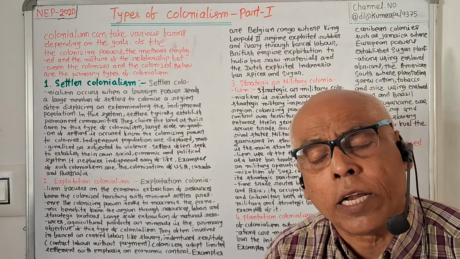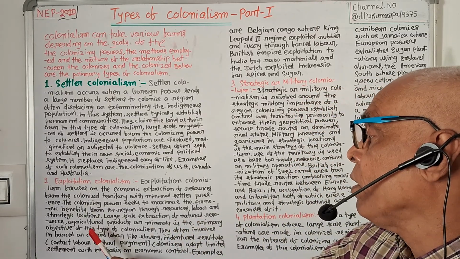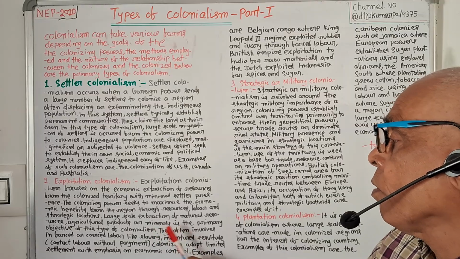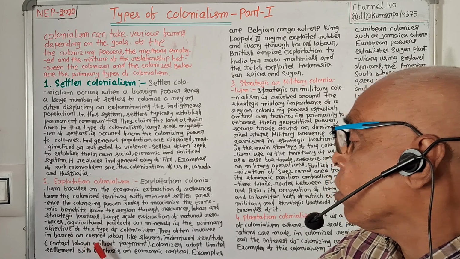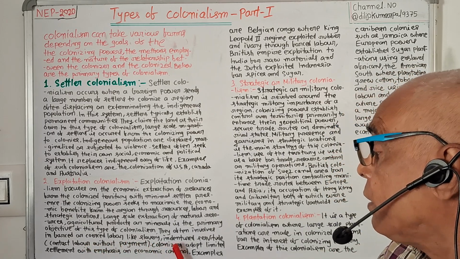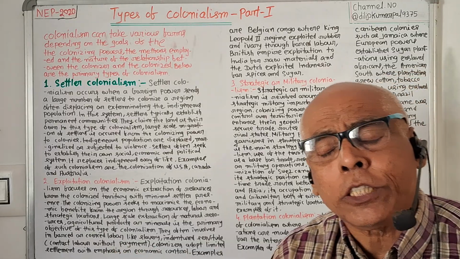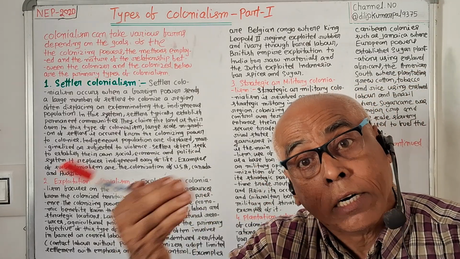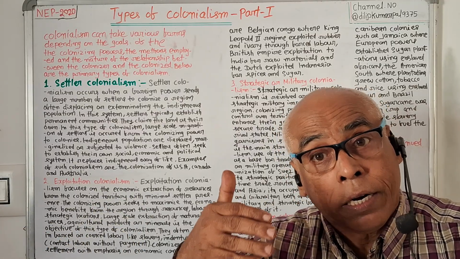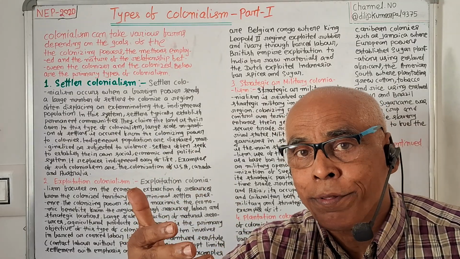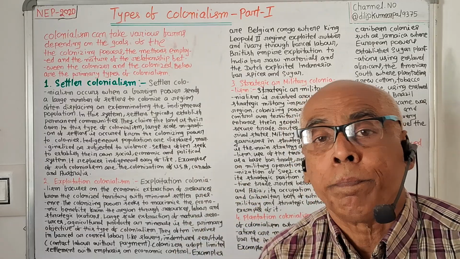In this exploitation colonialism, the purpose is to extract natural resources, agricultural products, and minerals. This often involves forced or coerced labor like slavery and indentured servitude, which means contract labor without payment. In exploitation colonialism, the main purpose is to extract raw materials, natural resources, and minerals, and they used forced labor and indentured servitude, meaning labor without payment.